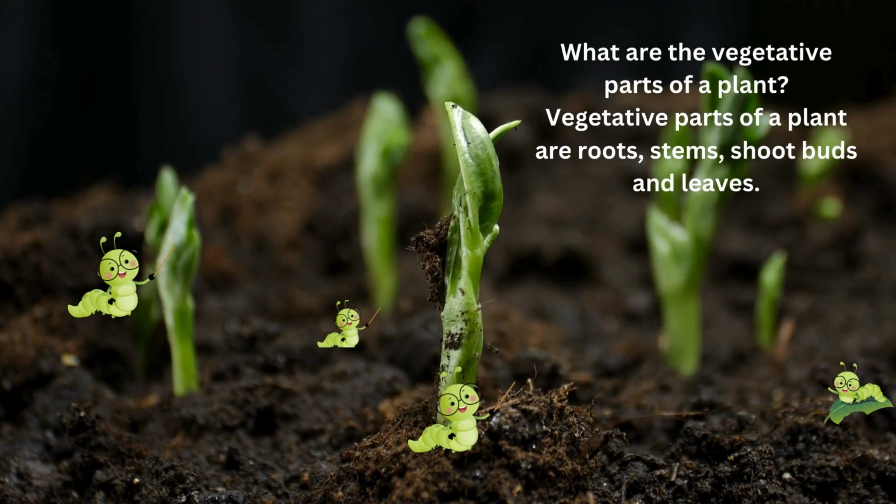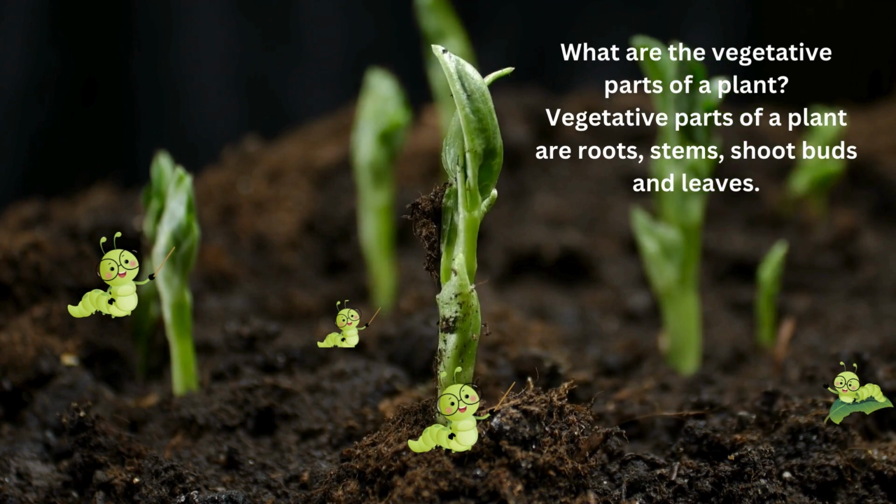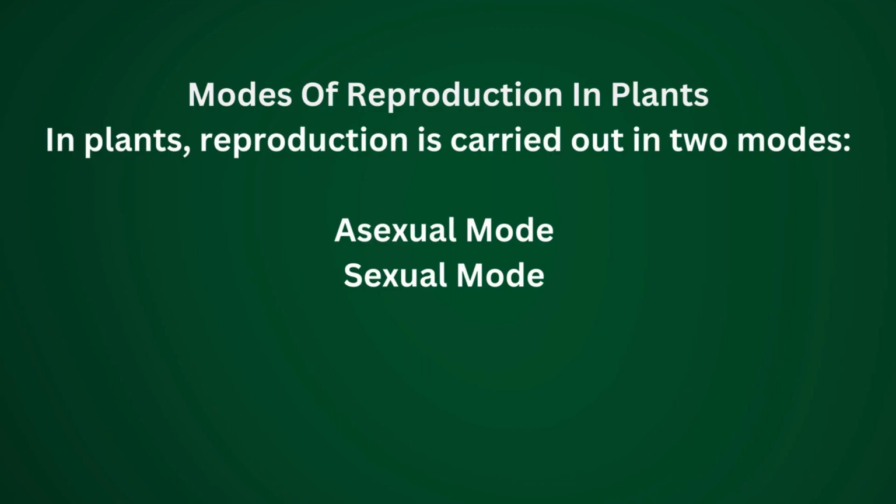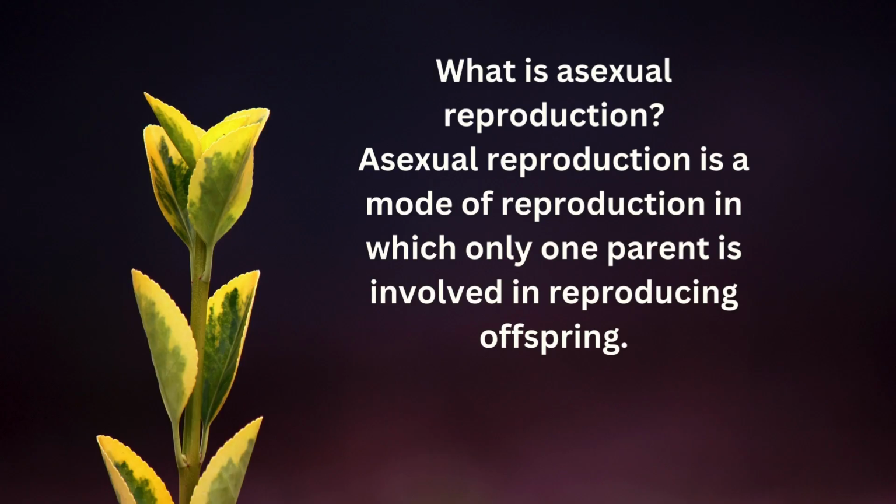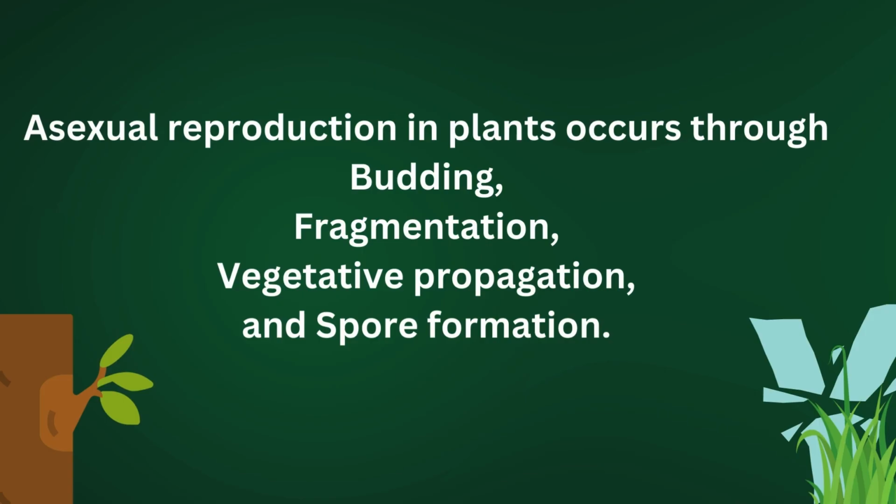Modes of reproduction in plants. In plants, reproduction is carried out in two modes: asexual and sexual. What is asexual reproduction? Asexual reproduction is a mode of reproduction in which only one parent is involved in reproducing offspring. Asexual reproduction in plants occurs through budding, vegetative propagation, and spore formation.